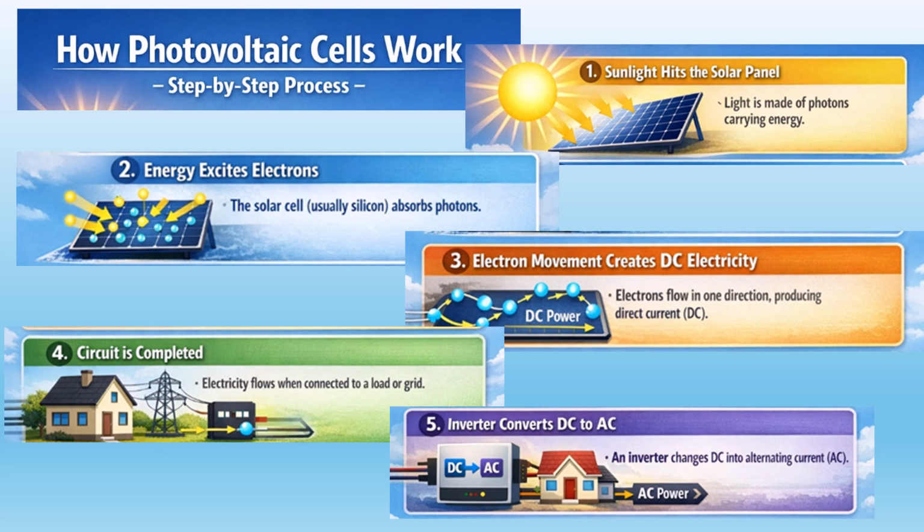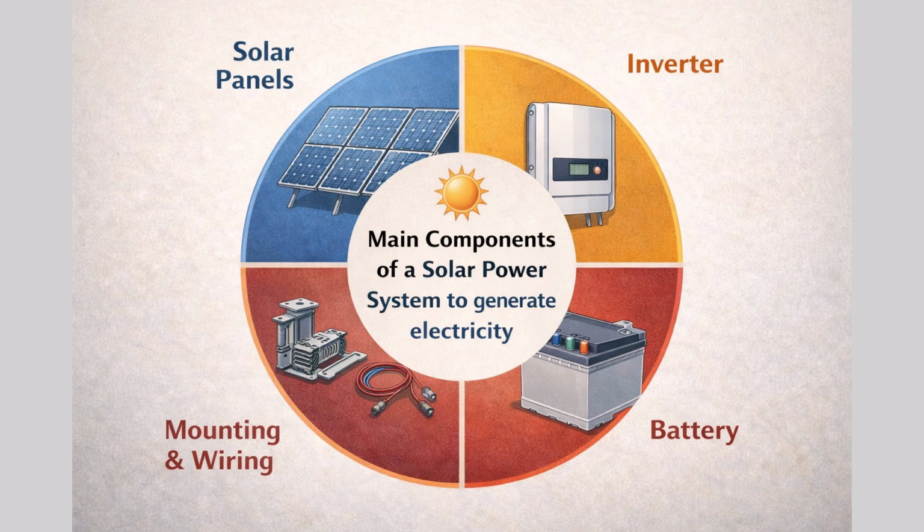What are the main physical components you need to build a working solar power system at home? A home solar power system has 4 key components. First, the solar panels themselves. These capture sunlight and generate direct current electricity. Second, an inverter. This converts the DC electricity from the panels into AC electricity that your appliances can use. Third, a battery. This stores surplus electricity generated during the day so you can use it at night or on cloudy days. And fourth, the mounting hardware and wiring, the structural frame that holds the panels in position and the cables that connect everything together safely.